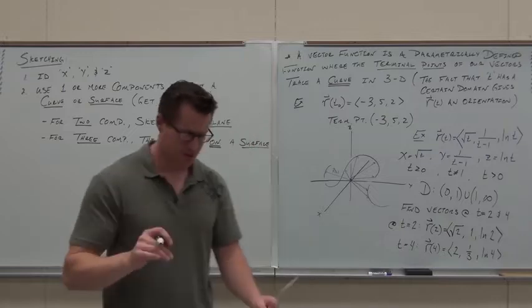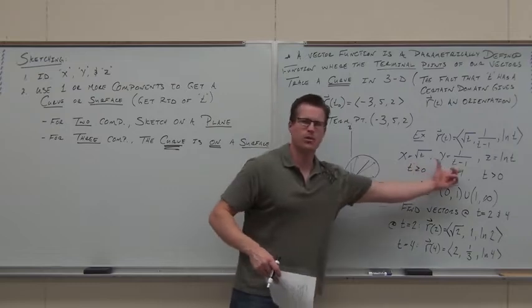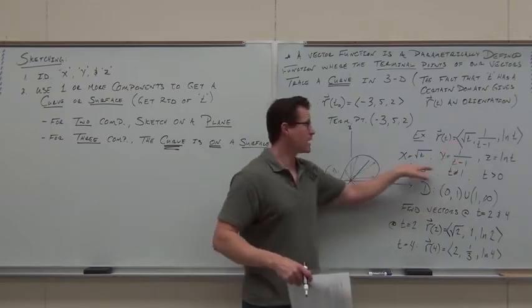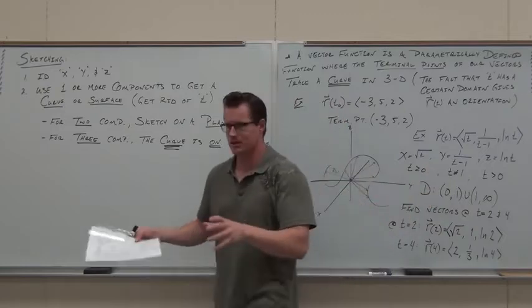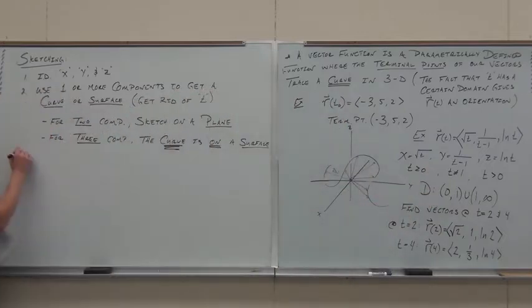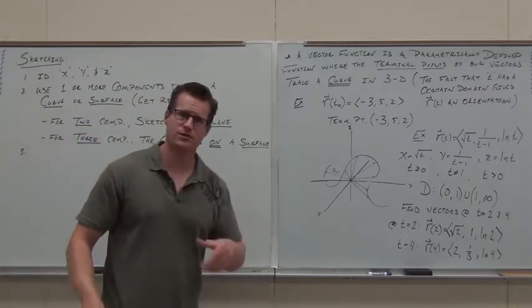So use some values of t to find some points and the orientation. Just keep in mind, you have to use points that are actually on the domain. That seems obvious, everything's got to be defined. So from here, number 3, use values of t to find points and orientation.